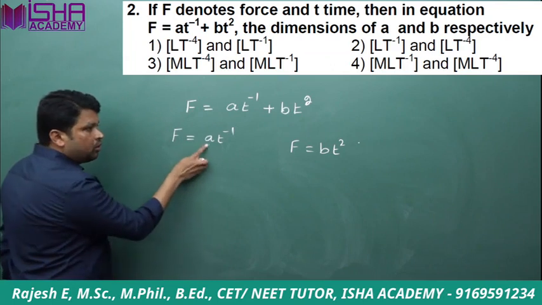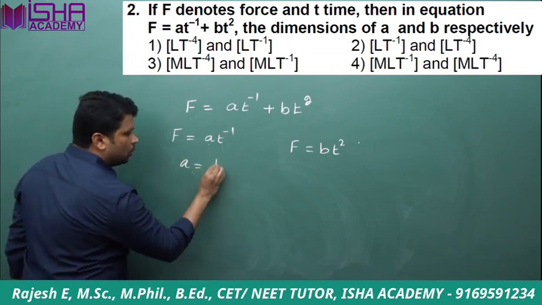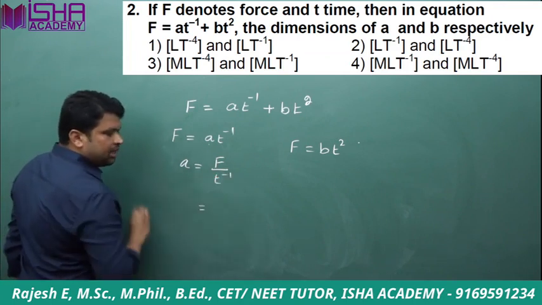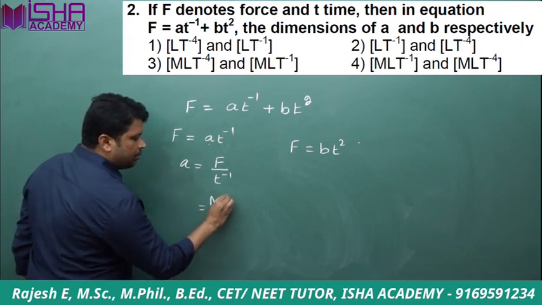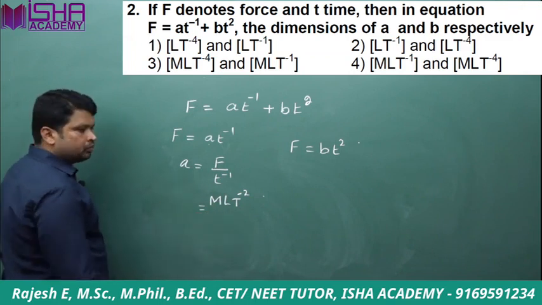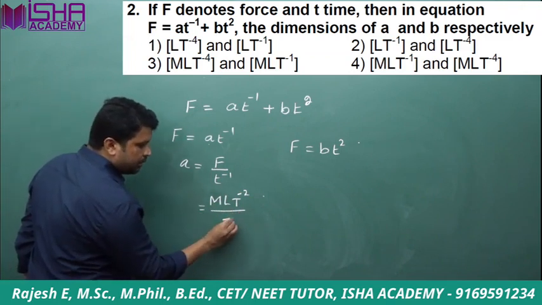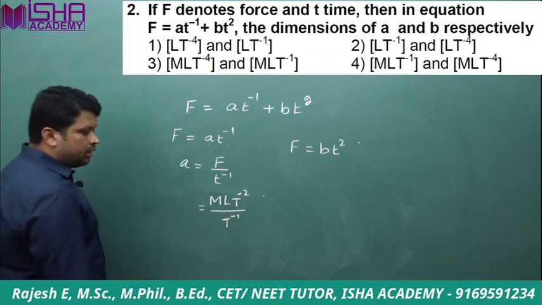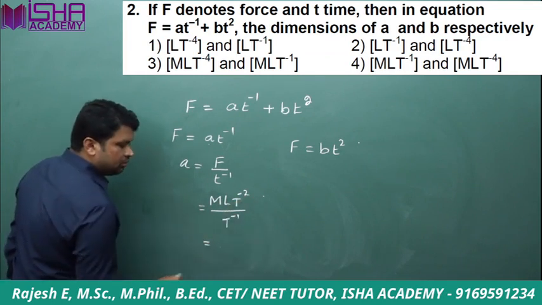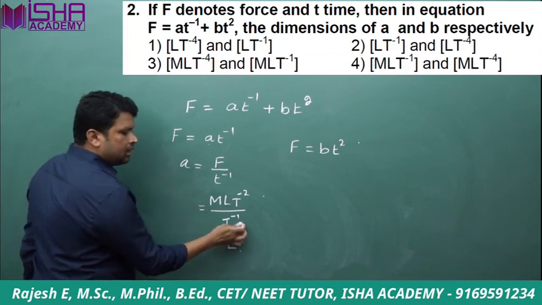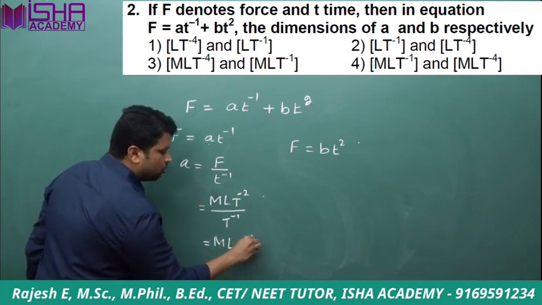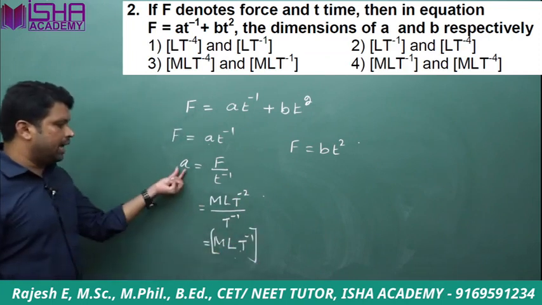In this question we have to calculate A. So A is equal to F divided by t minus 1. F means force. Force is M L T power minus 2. This is the dimension of force, right? Divided by, this is T power minus 1. Take it to the numerator. What happens? T power plus 1. So the dimension will become M L. If it comes to the numerator, this will become plus 1. So minus 2 plus 1 is minus 1.